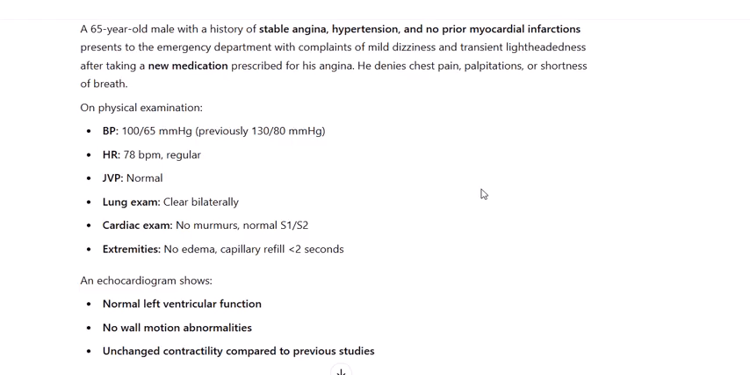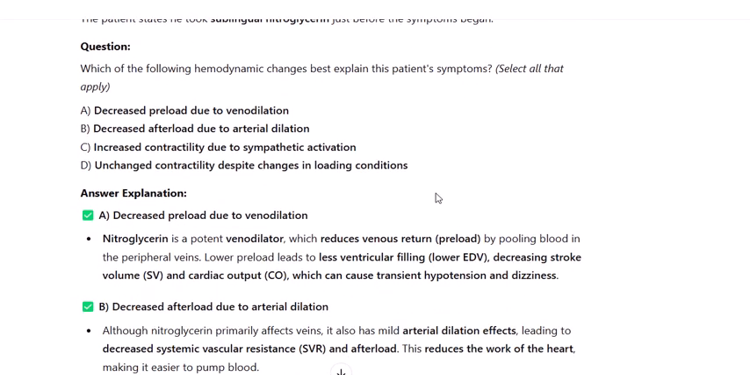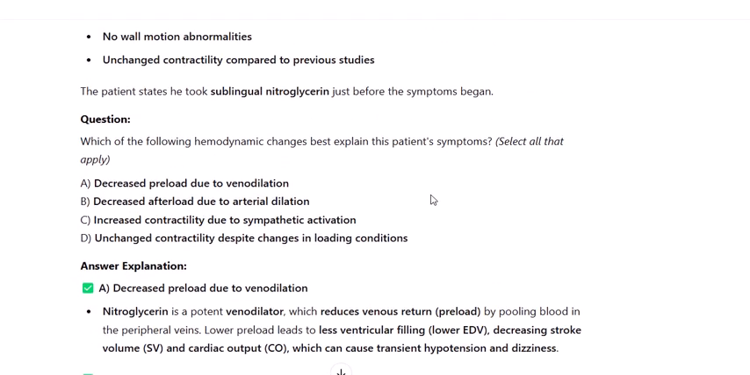On physical examination, BP 165 mmHg, previously 130/80, HR 78 BPM, regular, rate normal. Lung exam, clear bilaterally. Cardiac exam, no murmurs, normal S1, S2. Extremities, no edema, capillary refill 2 seconds. An echocardiogram shows normal left ventricular function, no wall motion abnormalities. Unchanged contractility compared to previous studies. The patient states he took sublingual nitroglycerin just before the symptoms began.